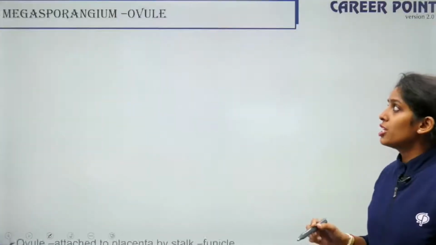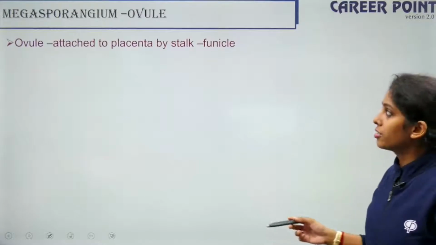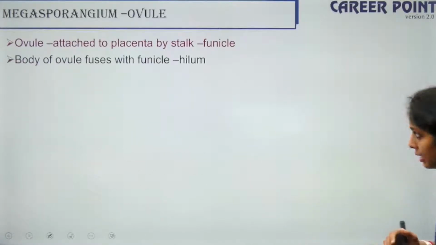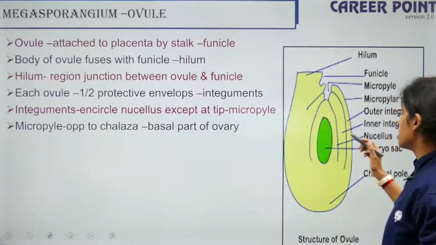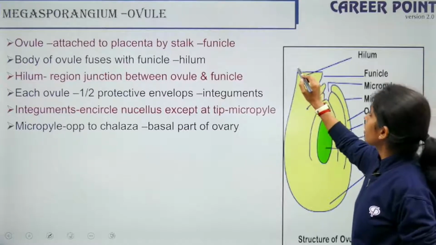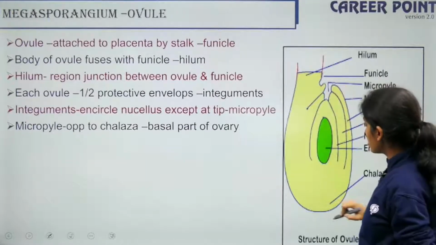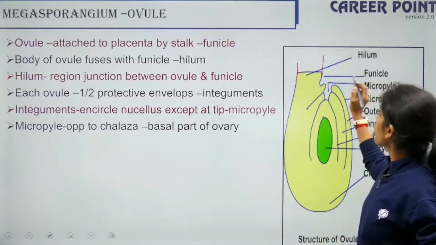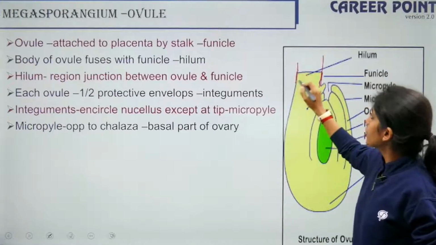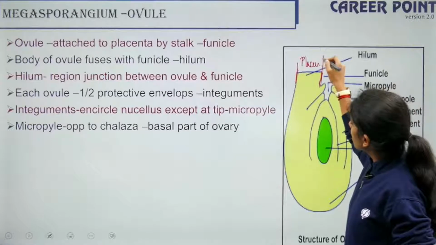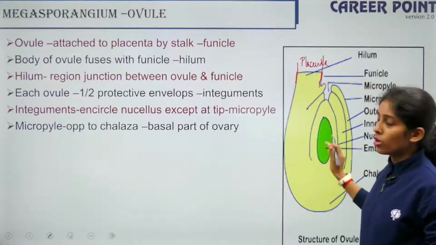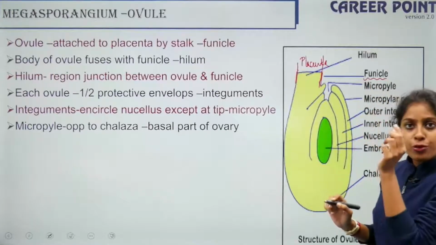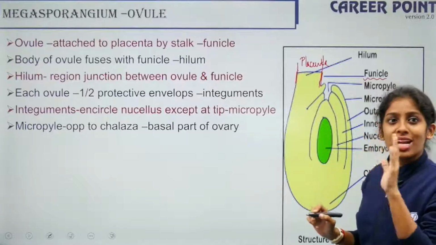Now moving further, let's talk about the megasporangium. The ovule is attached to the placenta by a stalk called the funicle. Here, let me show you. This is the structure. This is your placenta and this is the structure of your ovule. The ovule is attached to the placenta by a stalk, the funicle. Assume here I have my placenta and this is my ovule. It is attached by a stalk, that is the funicle, right? The body of the ovule fuses with the funicle and that is the hilum.